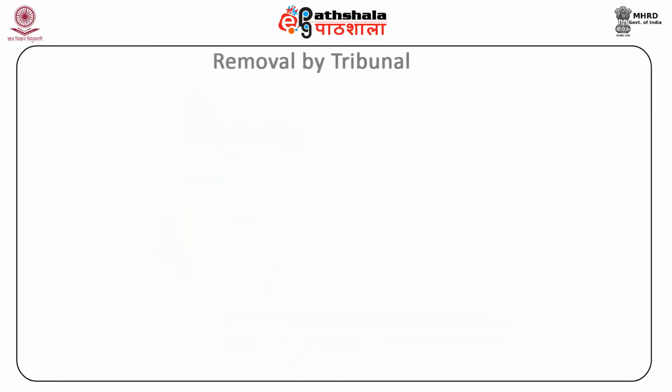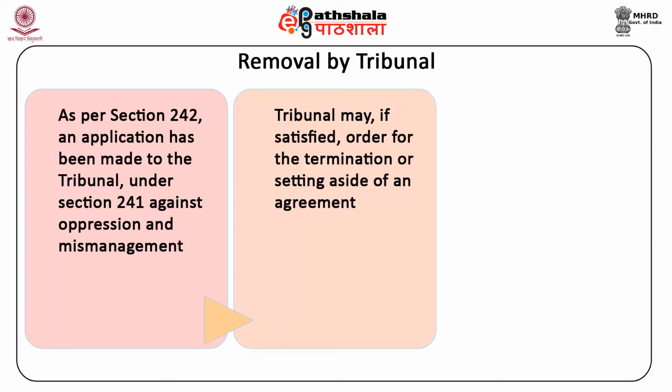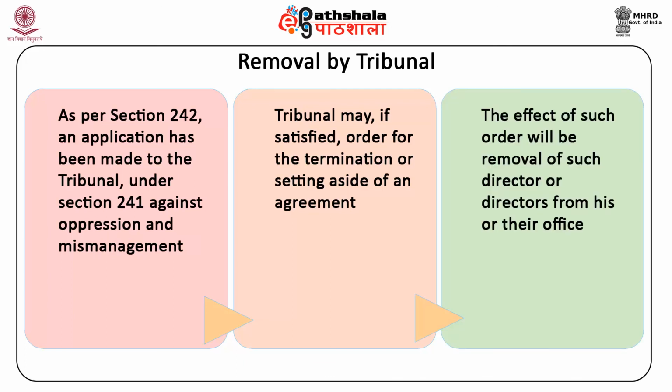Removal by tribunal. As per section 242, where an application has been made to the tribunal under section 241 against oppression and mismanagement of a company's affairs, the tribunal may, if satisfied, order for the termination or setting aside of an agreement which the company might have made with its directors. The effect of such an order will be the removal of such director or directors from his or their office.